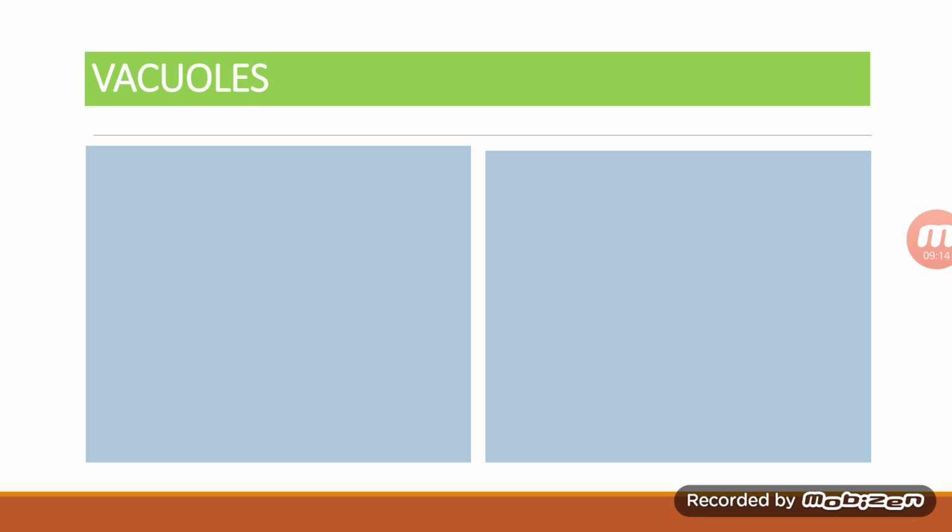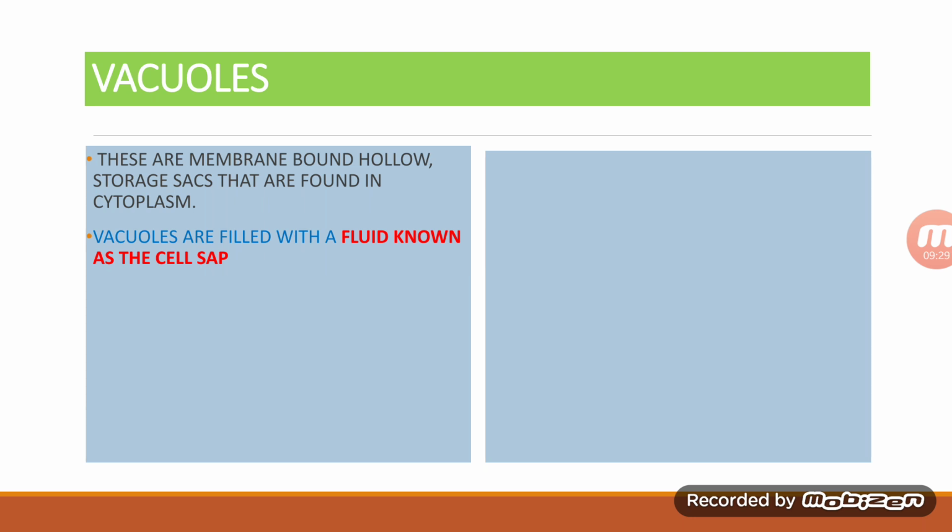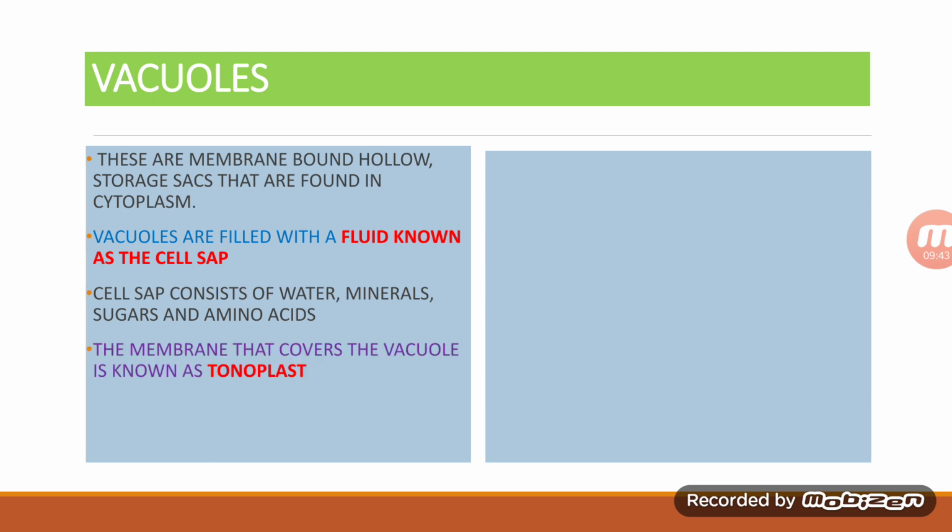Likewise, vacuoles. So what are vacuoles? These are membrane-bound hollow storage sacs that are found in the cytoplasm. So in simple words, these are structures present in the cytoplasm, and they contain a liquid. That liquid is called the cell sap, and the cell sap is made up of water, minerals, sugars and amino acids. The membrane that covers the vacuole is called the tonoplast.